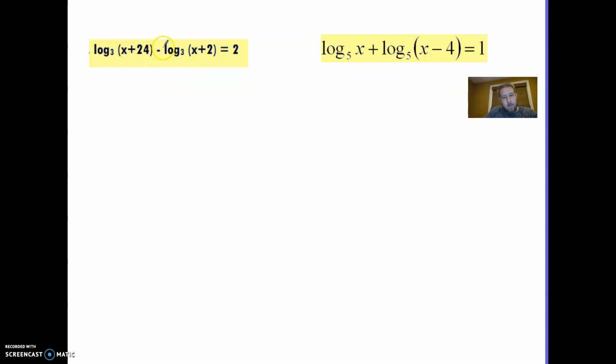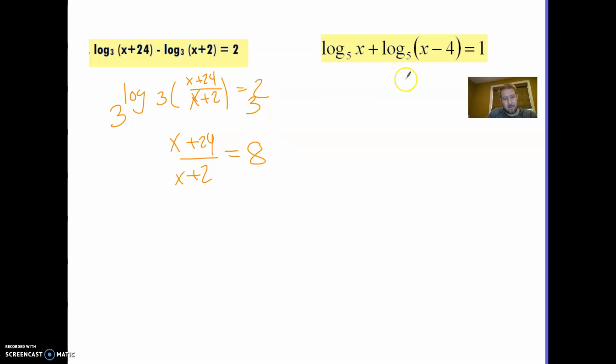So remember our basic properties of logs. When it's subtraction, that means it's the same as division of the two x's. So this becomes log base 3 of (x plus 24) over (x plus 2) equals 2. Now from this, the inverse of log base 3 would be to exponentiate to the power of 3. So this power of 3 gets canceled out. So you're left with (x plus 24) over (x plus 2) equals 3 to the second power, which is 8. I'm sorry, 3 to the second power, that's 9. Not 2 to the third power.